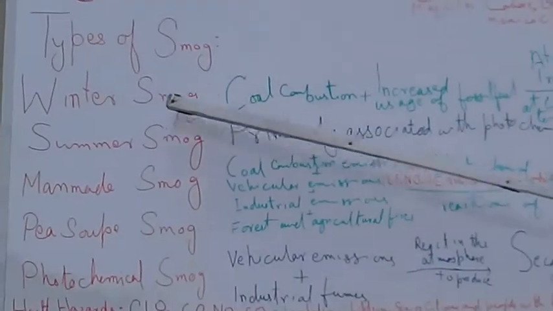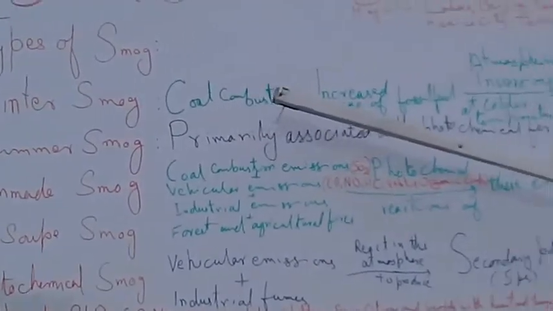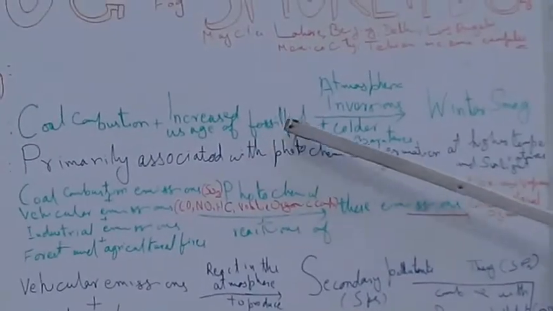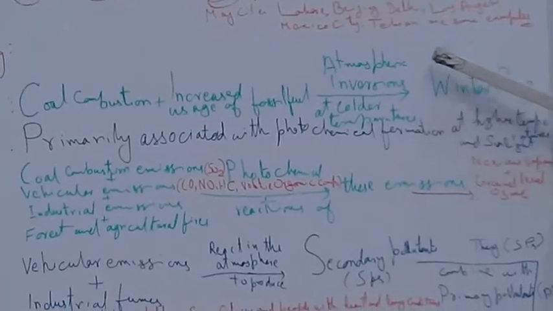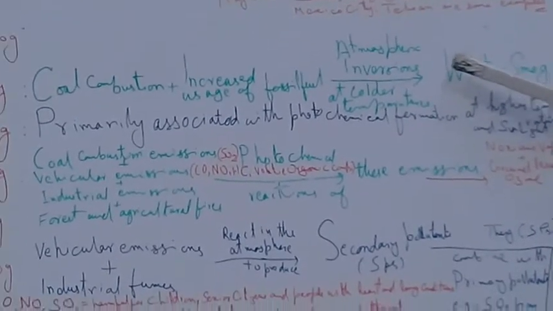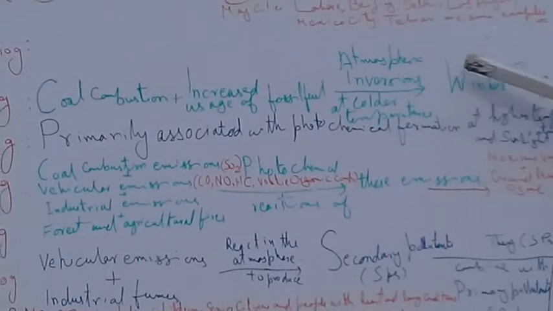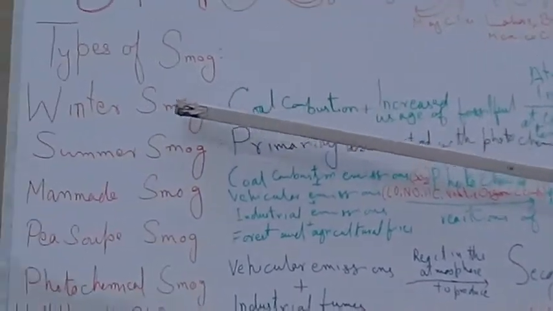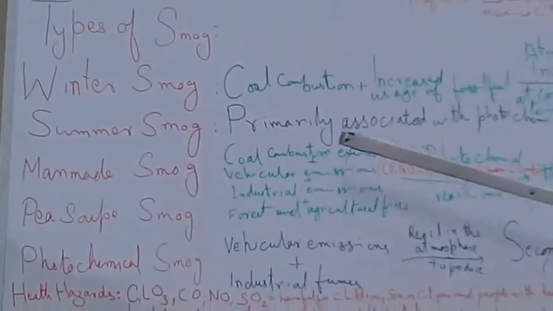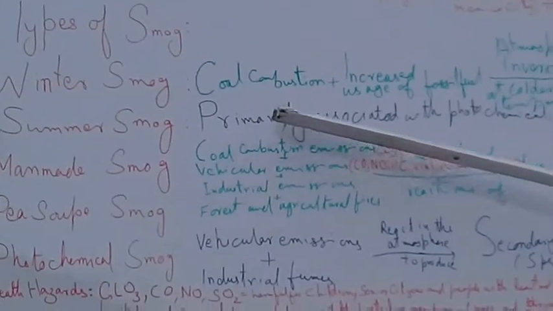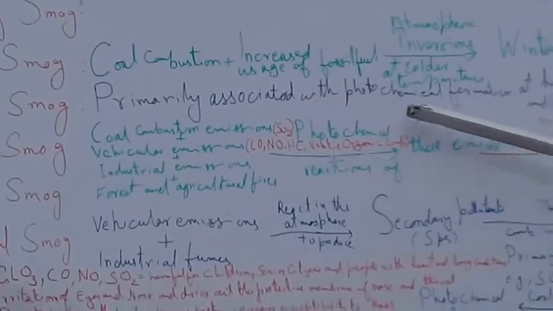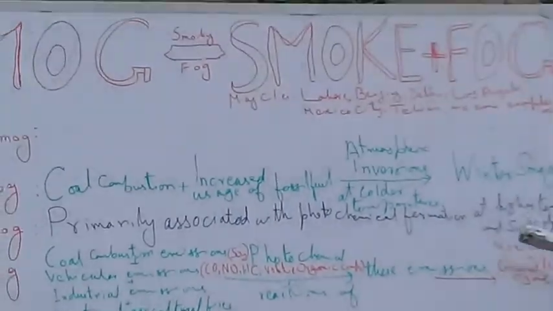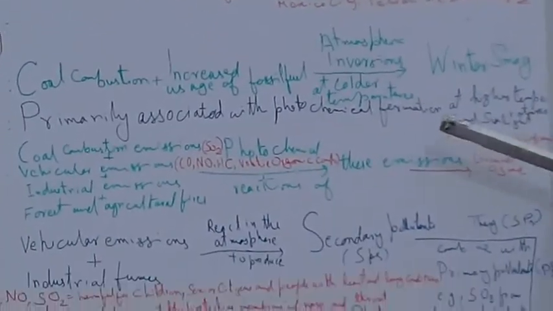You can see the winter smog. Winter smog is basically produced by coal combustion and the increased usage of fossil fuels. Viewers, as you know, in the winter the temperatures are colder and atmospheric inversions take place, and that gives the winter smog. Secondly, the summer smog, which is primarily associated with photochemical formation at higher temperatures and sunlight.